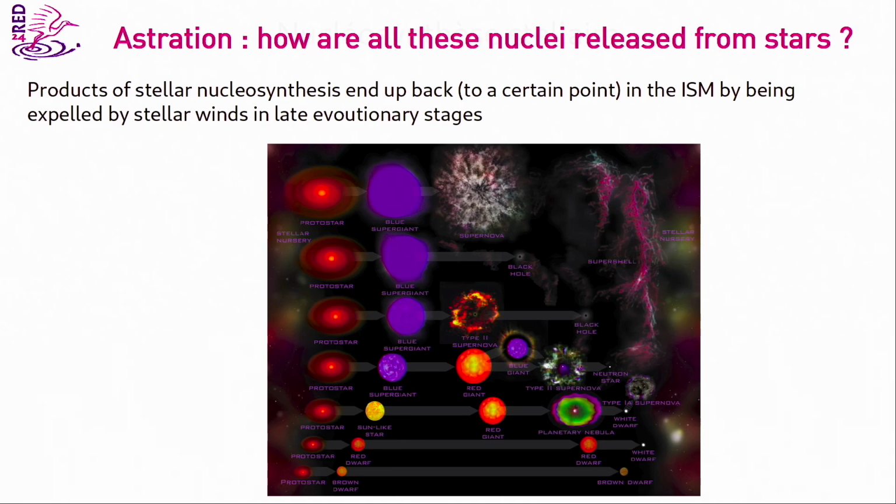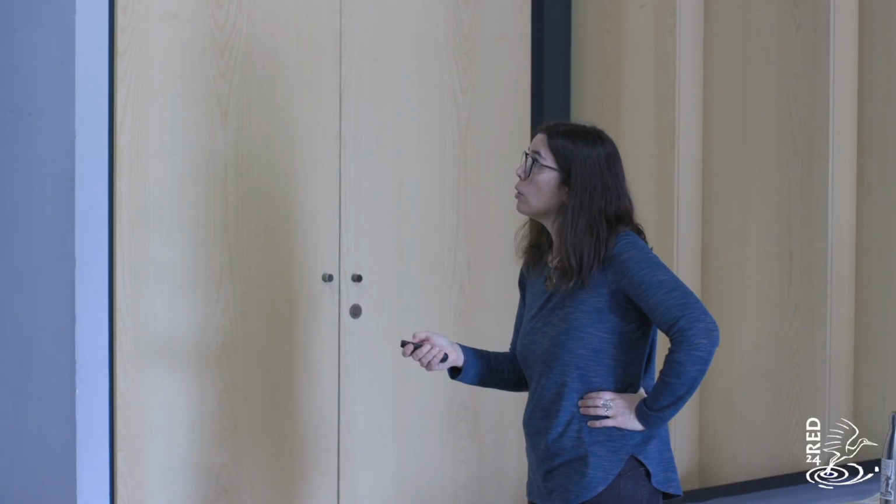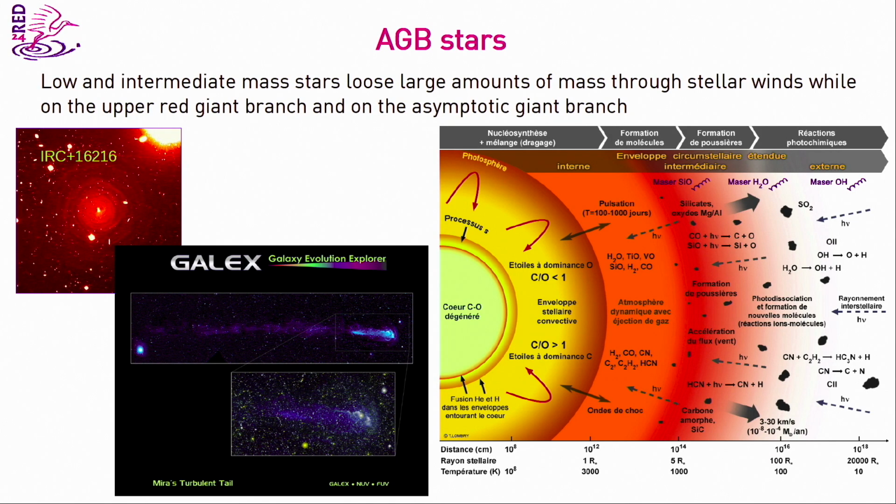Let's put it in the context of the general evolution of the universe in the end. We've seen that the products of stellar nucleosynthesis end up back in the interstellar medium when they are expelled by stellar winds or at the end of the star. So in AGB stars, I told you about this. This is an AGB star, Mira Ceti, a specific star.